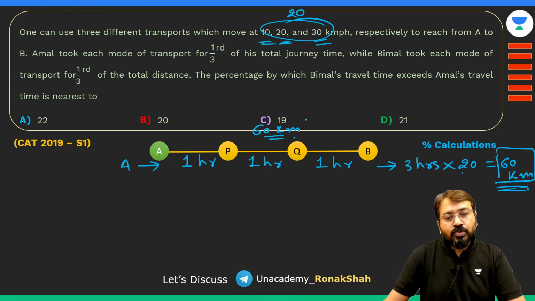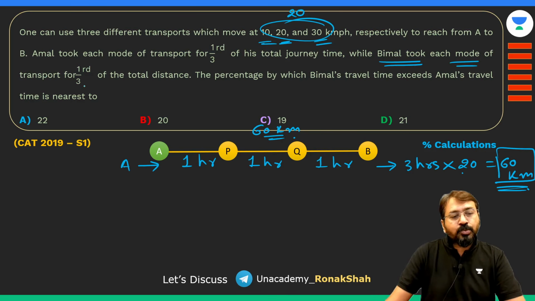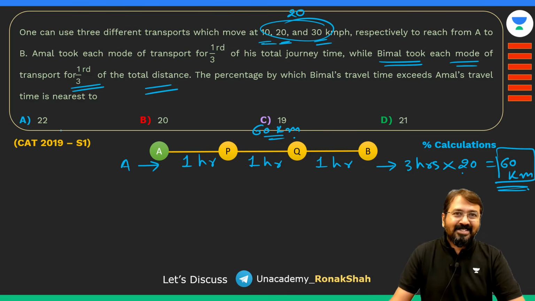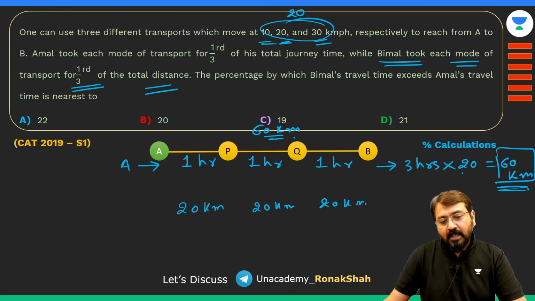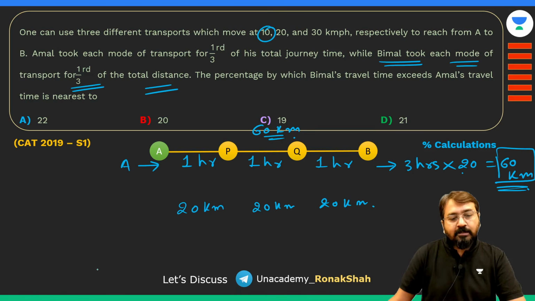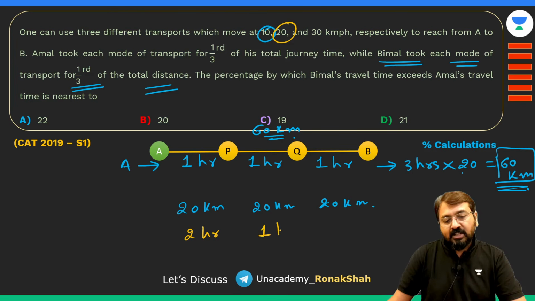Now that we can use in the second part, because the second part says that Bimal took each mode of transport for 1/3 of the total distance. So now I know the total distance is 60 km. So 1/3 of that will be 20 km, 20 km, and 20 km. The first 20 km he traveled at the speed of 10 km per hour, so he must have taken 2 hours. Let me use some different color. He must have taken 2 hours. The second 20 km distance he traveled at 20 km per hour, so he must have taken 1 hour.